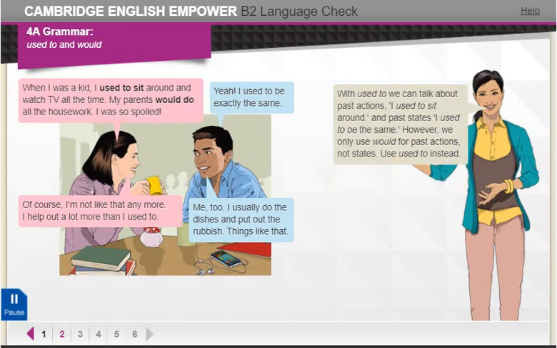With used to, we can talk about past actions. I used to sit around. And past states. I used to be the same. However, we only use would for past actions, not states. Use used to instead.